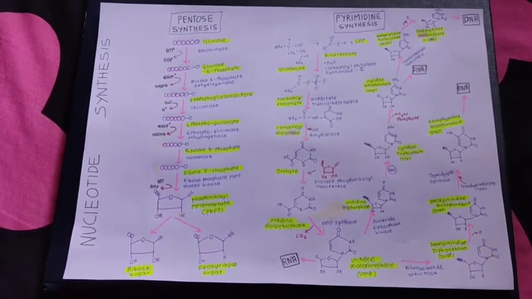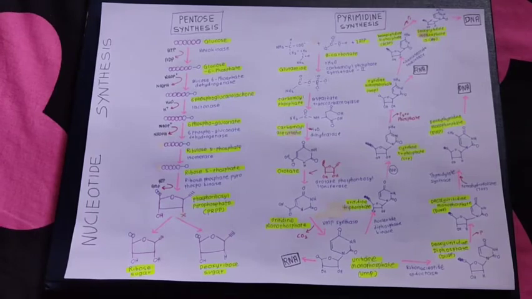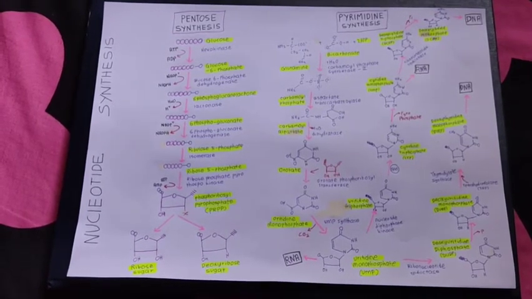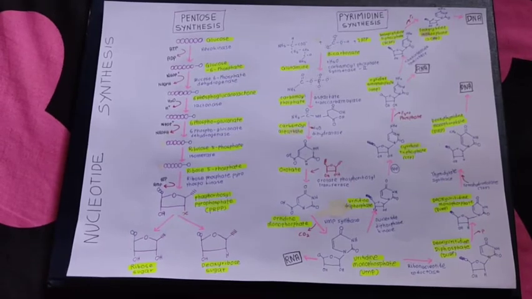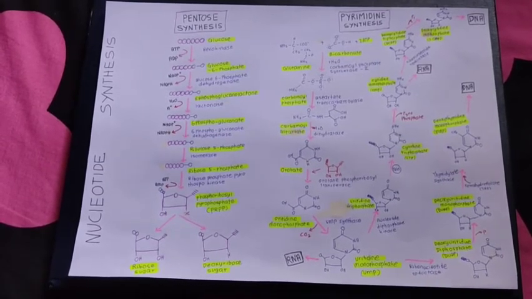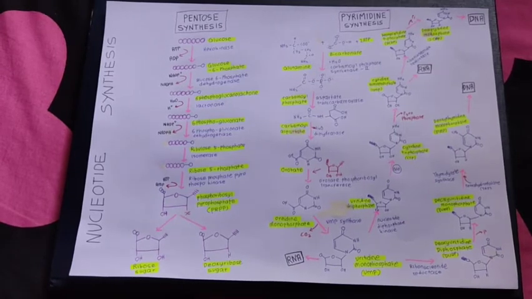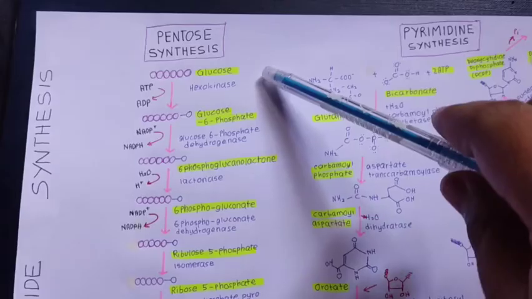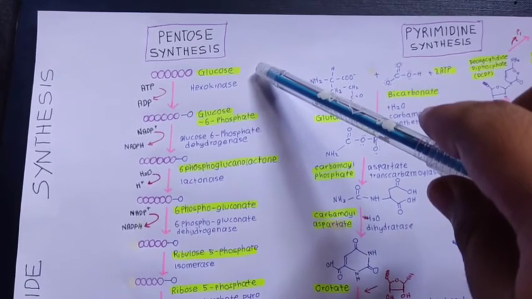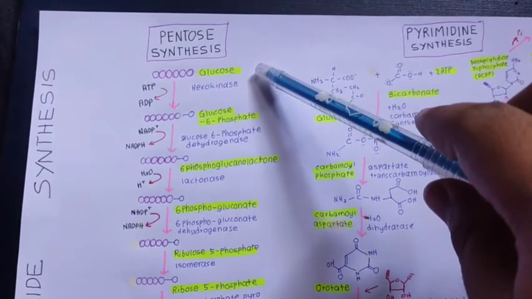Nucleotide synthesis. Nucleotide synthesis involves two syntheses, that is, purine and pyrimidine synthesis. In order to make them, we need to look at pentose synthesis first. Pentose synthesis. Once glucose enters the cell, there are different types of enzymes.